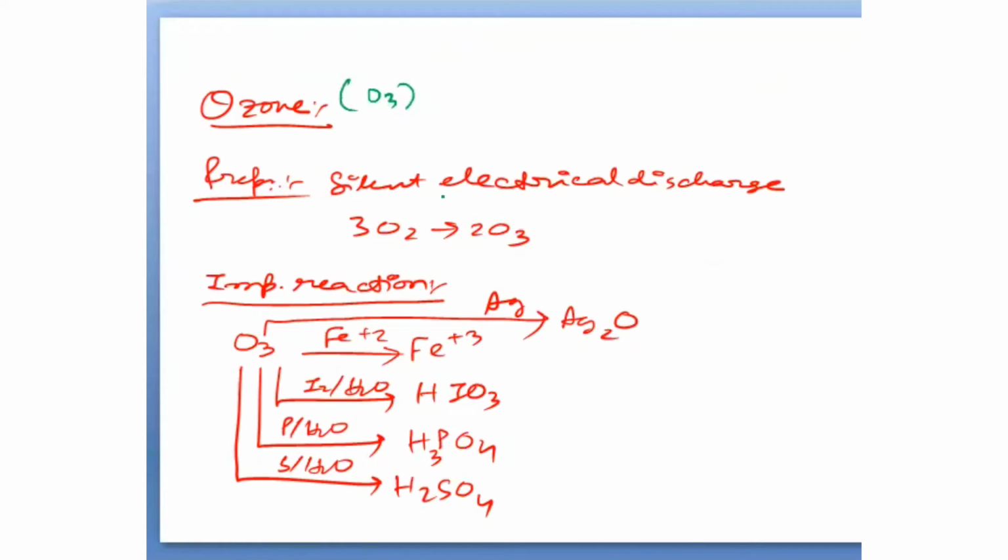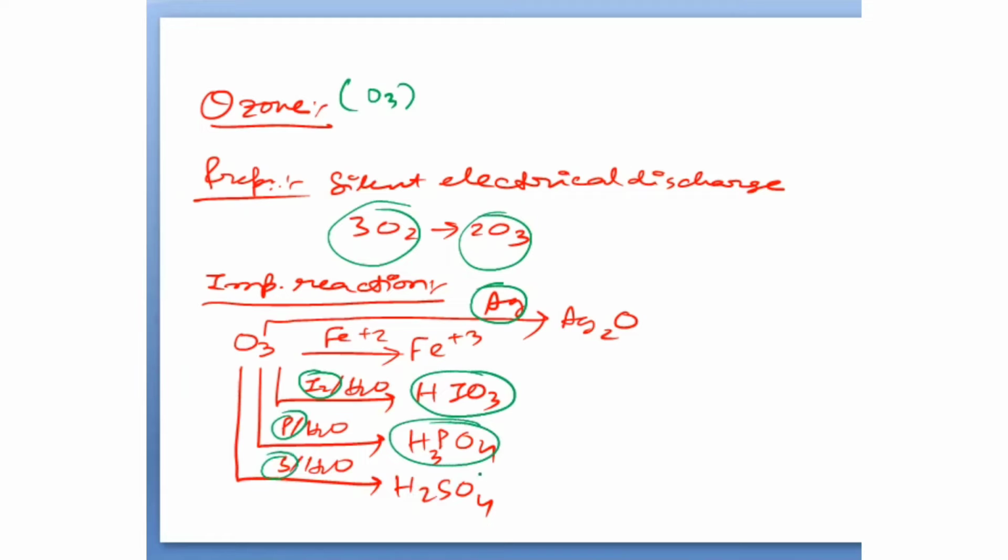Preparation reaction: silent electrical discharge. Then from 3O2, it gives us 2O3. Important reactions of ozone: if O3 is reacted with Ag metal, then it gives us Ag2O. Now its oxidation property is shown here, that is Fe2+ gives us Fe3+, and if it is reacted with I2, then it forms the respective acid HIO3. If it is reacted with phosphorus, it gives us the respective acid, that is H3PO4, and if reacted with sulfur, it gives us also the respective acid, that is H2SO4.